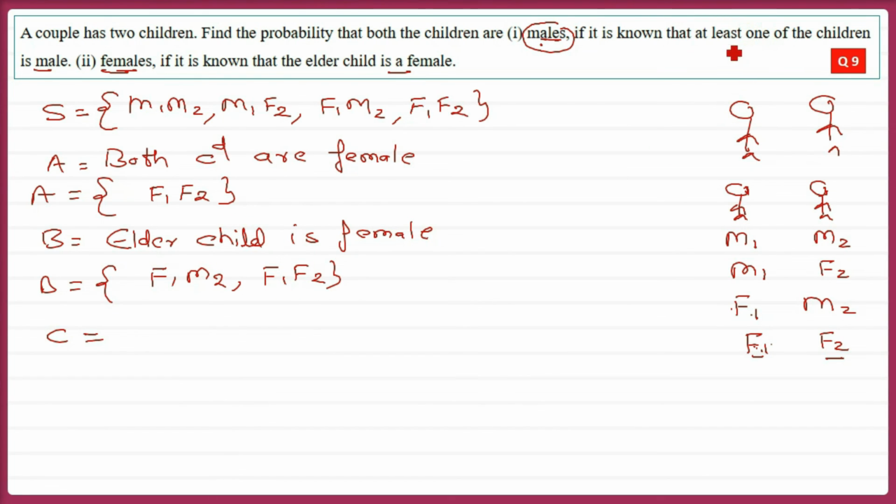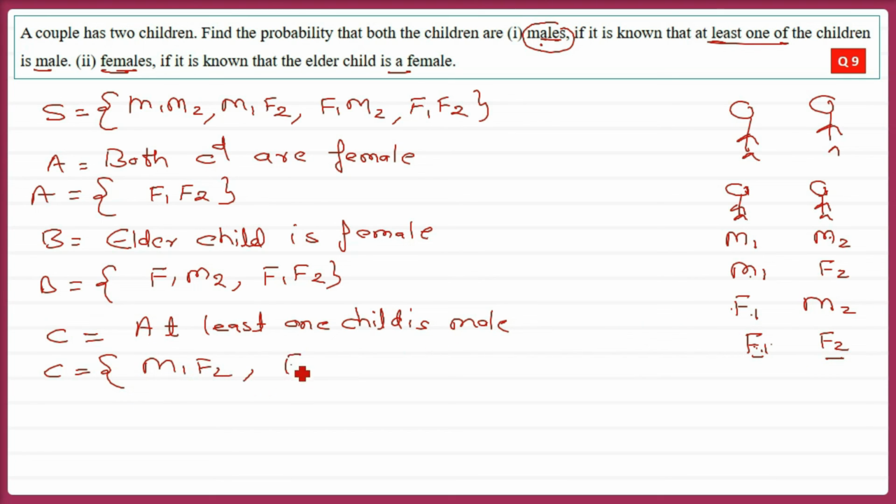C is at least one of the children is male. So in the sample space, you have to find out that at least one has to be M. Both can also be M. So you just can't have both the females. All other possible combinations are possible elements of the event. That is M1, F2, one male here; F1, M2, again one male here; and M1, M2, both are males here. Then coming to the set D.